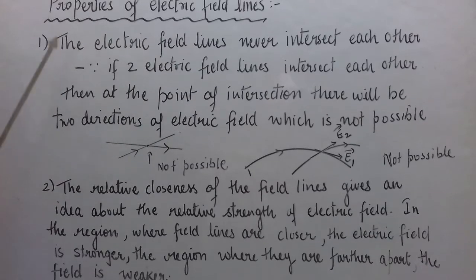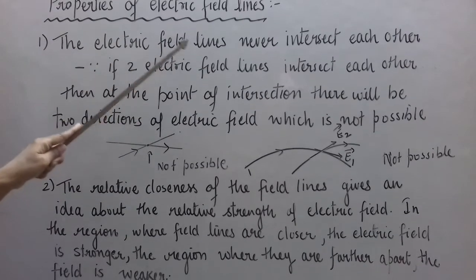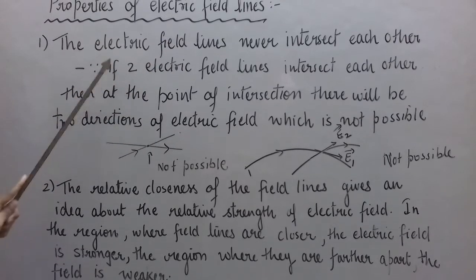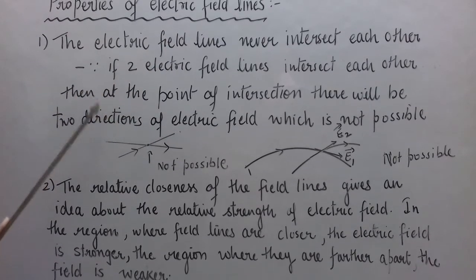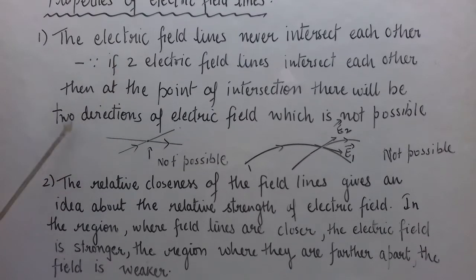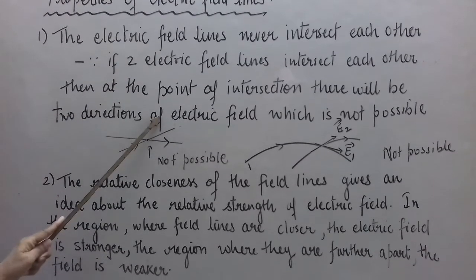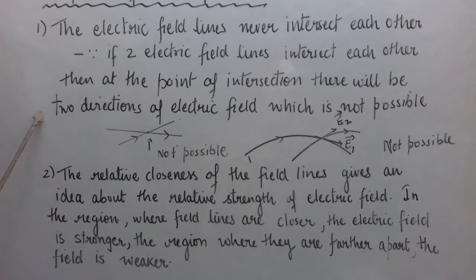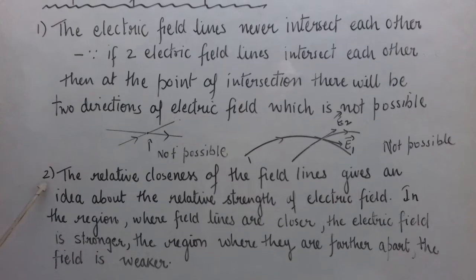The question may be asked, why two electric field lines never intersect each other, two or more? Because if they intersect, then at the point of intersection there will be two directions, or if they say more field lines, then accordingly there will be more directions of electric field, which is not possible. I hope this point is clear to you. Now let us see the second point.